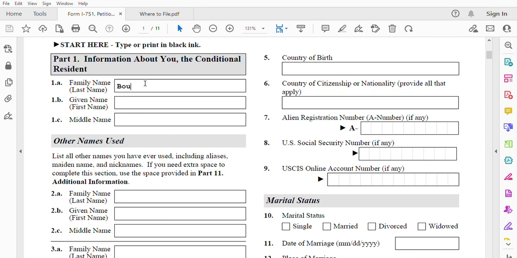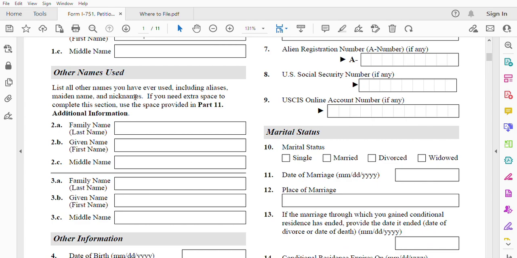Last name is Bushi, and first name is Fatima. Middle name, as I said before, you can leave it blank or put NA. Other names used, if you have any, you can enter them right here. In some countries, when they get married, the wife gets the spouse's last name. So this is where we add these names, if you use any.